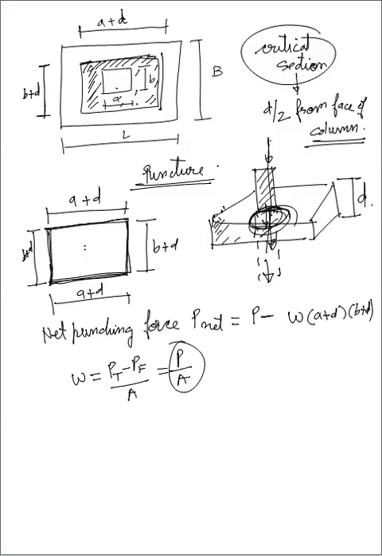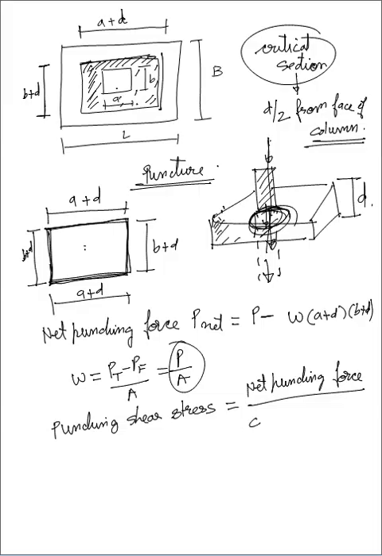So after finding out the net punching force, the punching shear stress will be developed, because force will obviously develop some shear stress also. So basically what is stress? Stress is force upon area. So here the force is the net punching force divided by the cross section area.